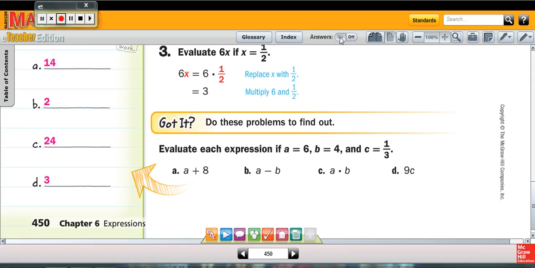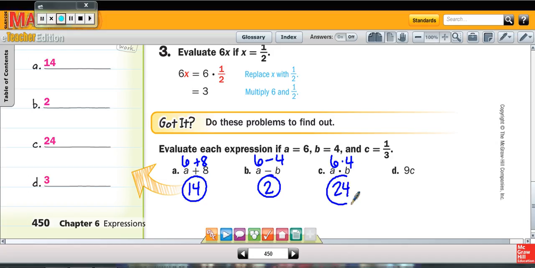If you take a look here at the solutions, we're substituting. A was 6, so 6 plus 8 would give us 14. In B, A is 6 minus 4 gives us 2. In C, 6 times 4 gives us 24. And in D, this is 9 times 1/3, so that'd be 9 over 1 times 1 over 3. Cross cancel 1 and 3. Gives me 3 over 1, which is just 3.